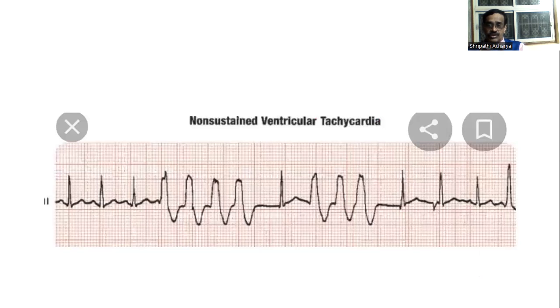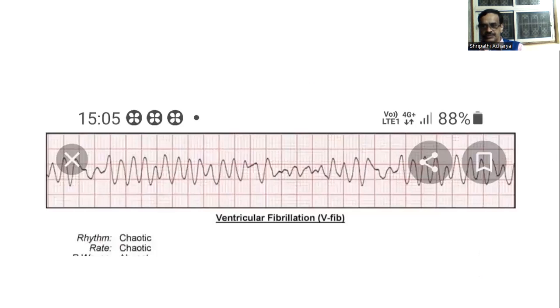Here, non-sustained ventricular tachycardia. You see, after 3 normal beats, there are wide and bizarre QRS complexes. Those are the ventricular beats. So, ventricular tachycardia. Here also, you see ventricular fibrillation. No P waves, only wide and bizarre QRS complexes, and the ventricular rate is more than 300.